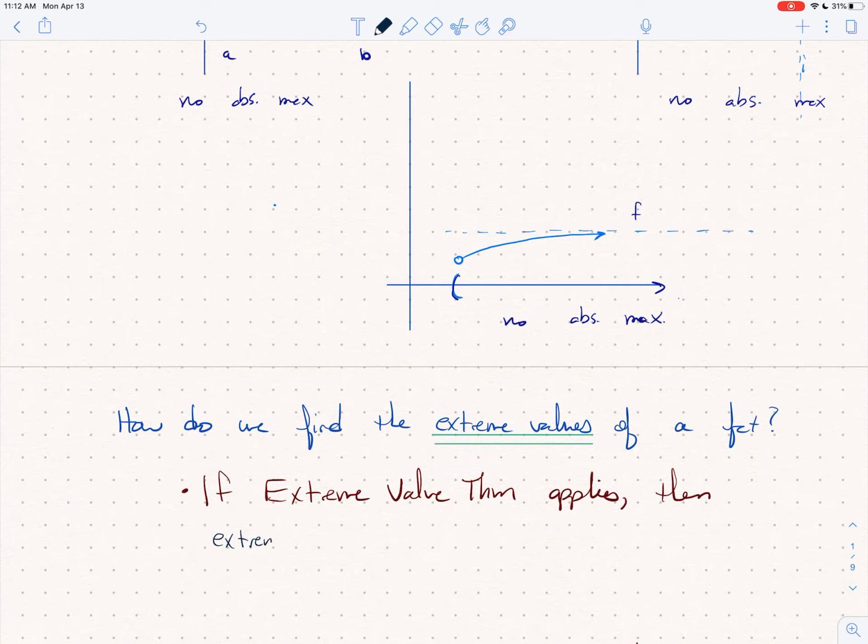Then you know that extreme values must occur at local extrema or endpoints. So that gives us a really doable strategy. All we have to do is locate the critical points where the local extrema might be and then compare them with the endpoint. So we like that situation. You'll get some homework problems where you're working with the extreme value theorem, a continuous function on a closed bounded interval, and life is pretty good.